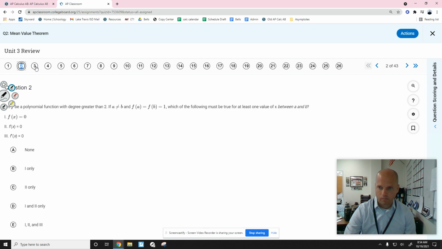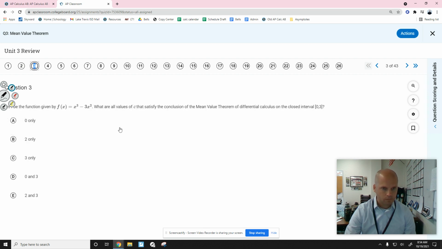Can't change the problem. Computer froze. There we go.